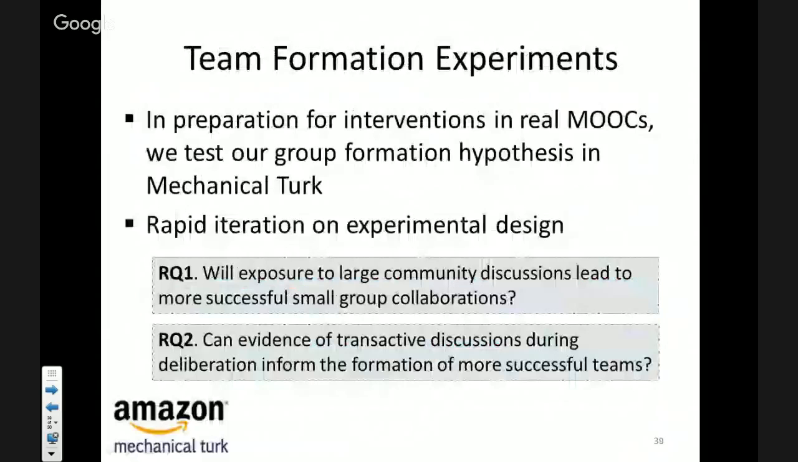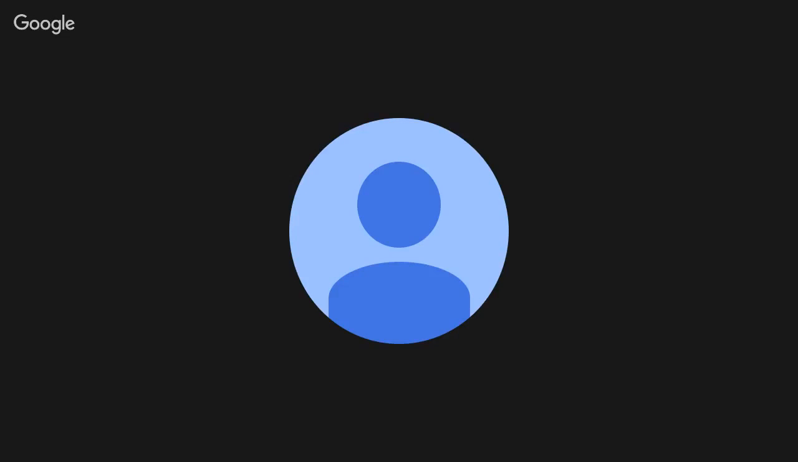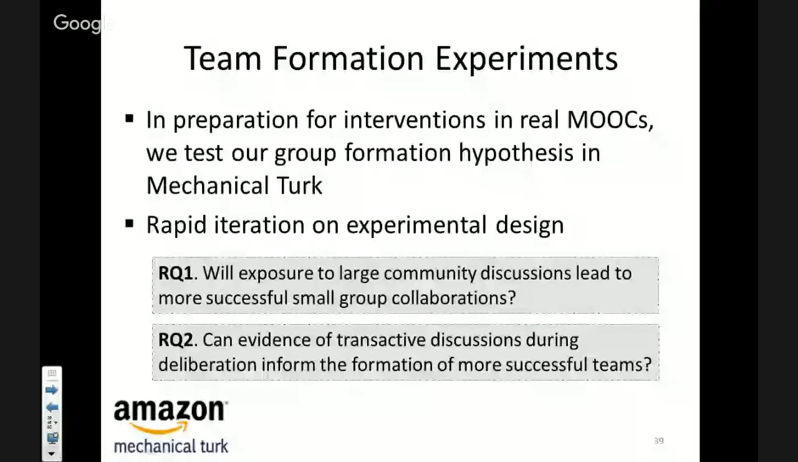So we set up a paradigm in Mechanical Turk to first test out these ideas. And because these studies were successful, we are now going to implement these in 2 different MOOCs to test them in a more realistic setting. But in the MTurk setting, we were able to separately test whether there was value in having students engage in part of the project in the whole community before being assigned to their teams, and also this way of assigning teams based on observed pairwise transactive exchange in the discussion forums.